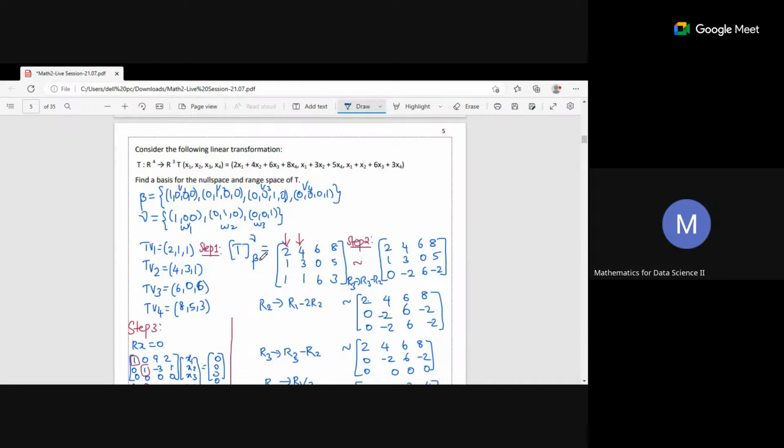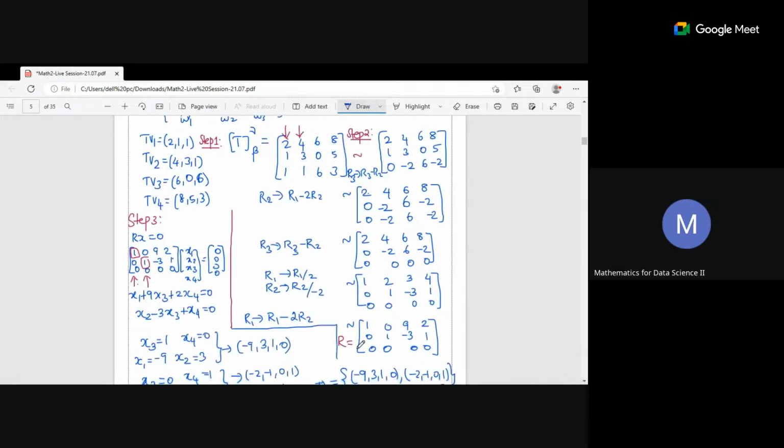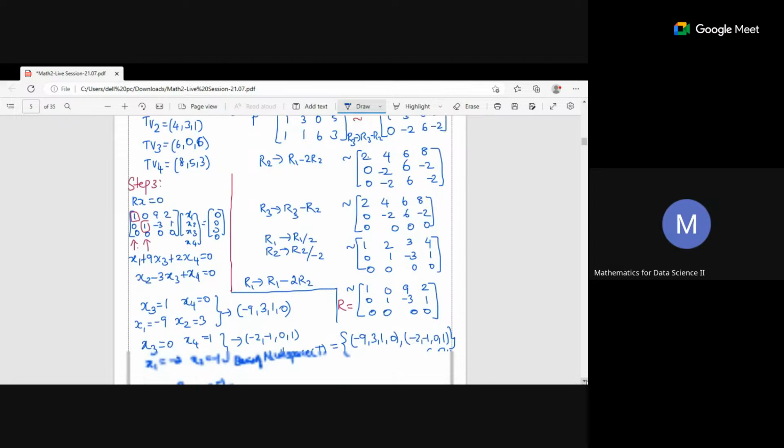So what are the steps involved? Let me repeat the steps. Please listen carefully. So first step is that you find the matrix corresponding to the standard basis for both domain and codomain. So we have found the matrix first of all. And the second step, for this matrix, you find the reduced echelon form and you call it R. And in the third step, you find the solutions of Rx = 0.